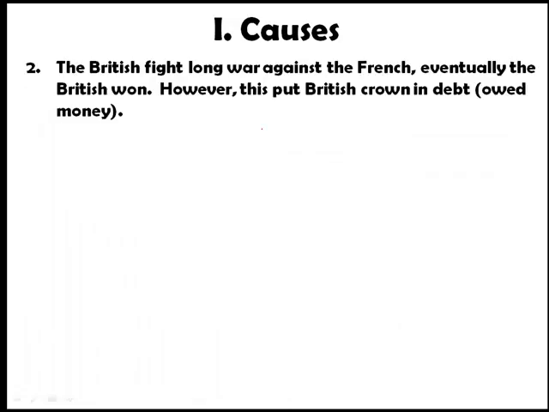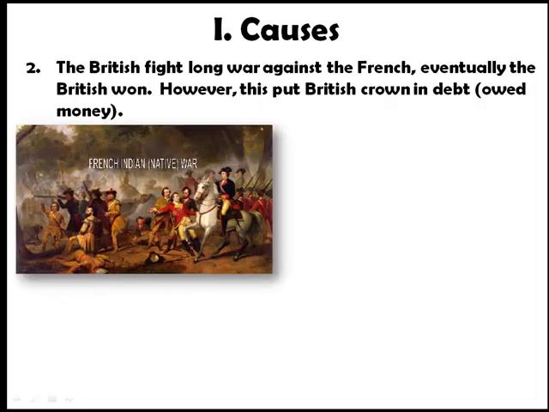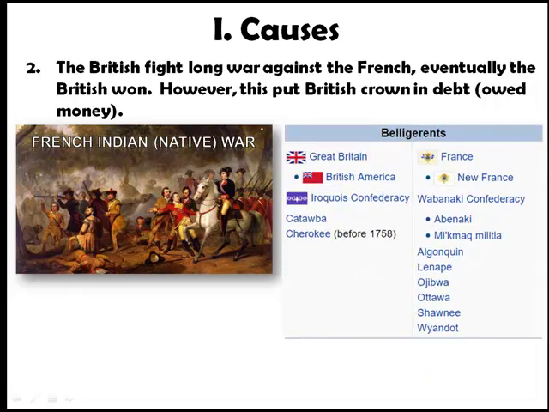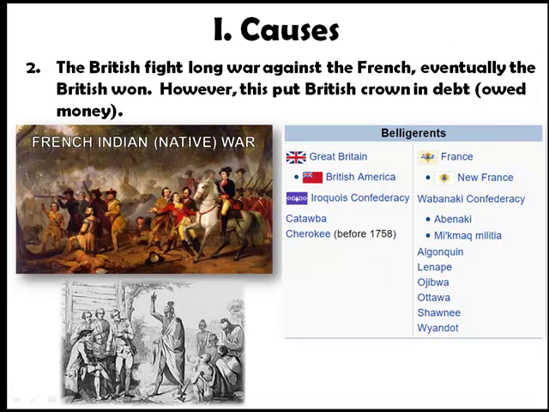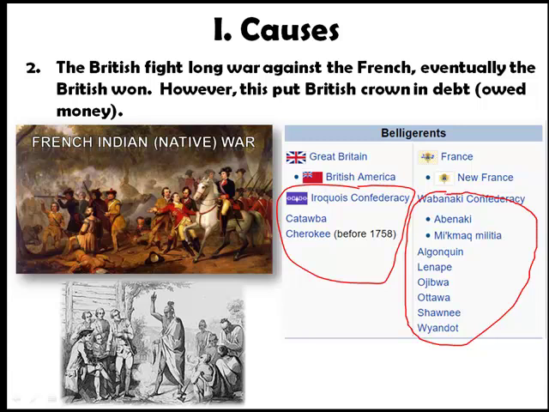Now, the second cause here relates to the British fight. There was a long war between the French and the British known as the French Indian War. And by Indian, we're talking about the natives here of this particular place. Now, on one side, you had the British, on the other, the French, and there were a variety of native tribes here involved. And you could see a list here from both, those that allied themselves with the British and those that allied themselves with the French.